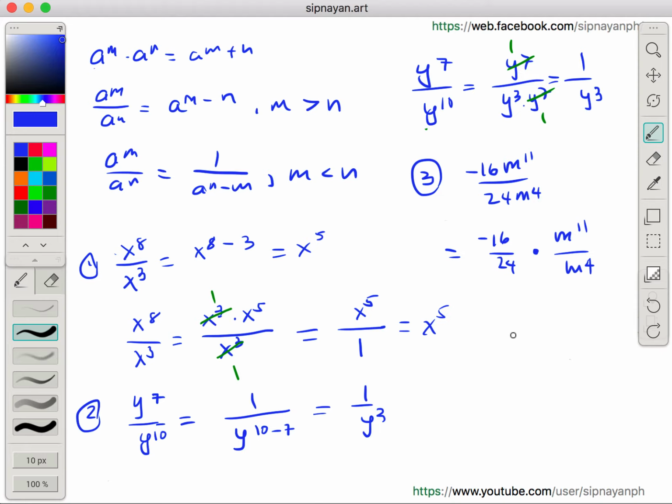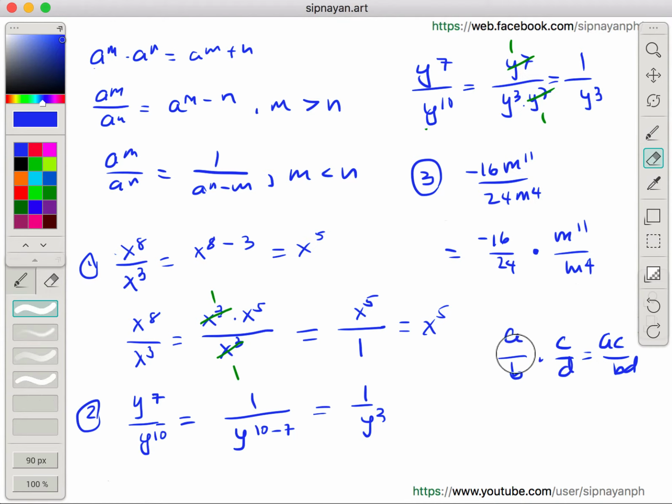The reason for this is that a over b times c over d is actually equal to ac over bd. So ibig sabihin, pag meron tayong dalawang fractions, we can multiply the numerator and then we can multiply the denominator. So pareho siya dito. Pwede rin natin siyang pag-iwalayin. No? Dito magkasama kasi sila. Pinag-iwalay natin. No?